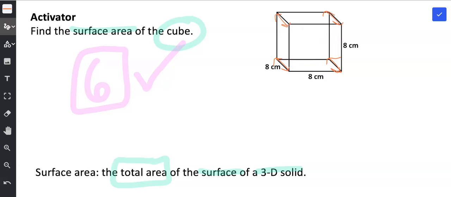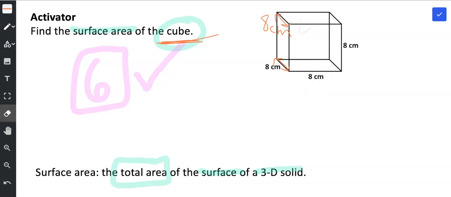Last, look at the edges that go from the front to the back. These are also all 8 centimeters. And this is true because in a cube, every single edge is equal. They're all the same length. They're all 8 centimeters long.